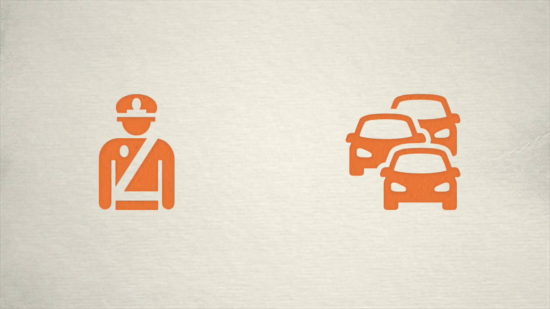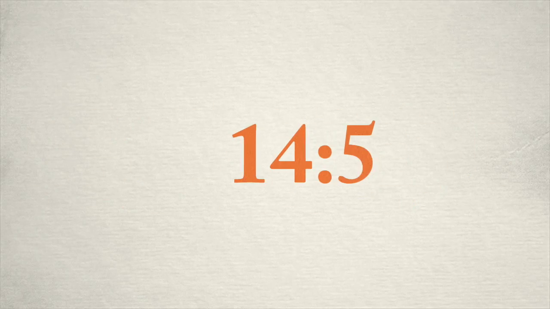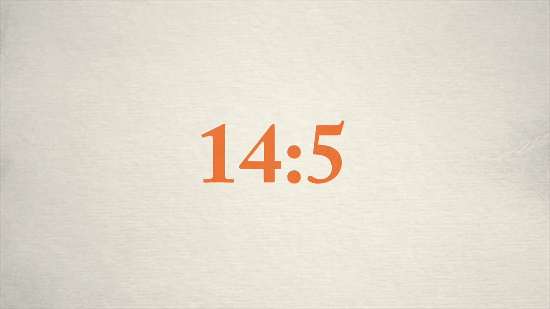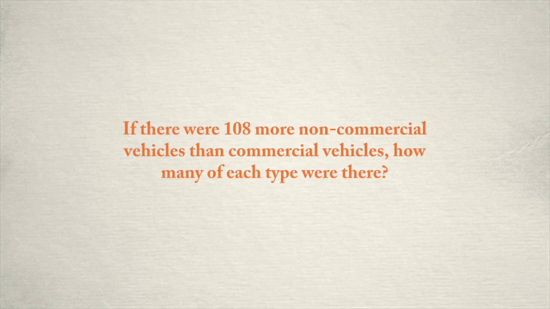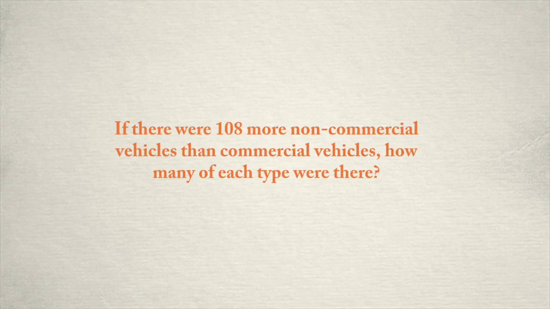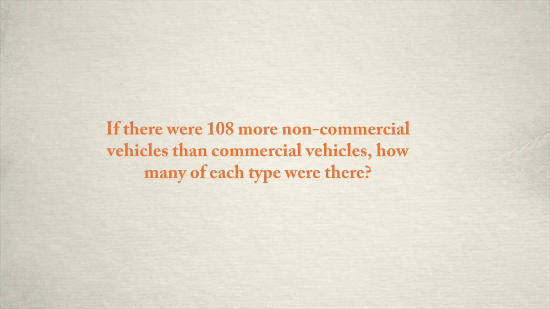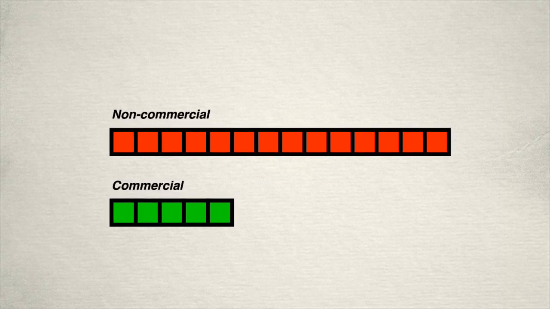But the officer wants to do a little bit more work. He finds out that for every 14 non-commercial vehicles, there are 5 commercial vehicles registered and on the road. So our ratio of non-commercial to commercial vehicles is 14 to 5. If there are 108 more non-commercial vehicles than commercial vehicles, how many of each type were there? And so here's our ratio in tape diagram form.